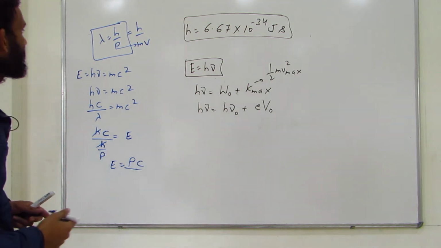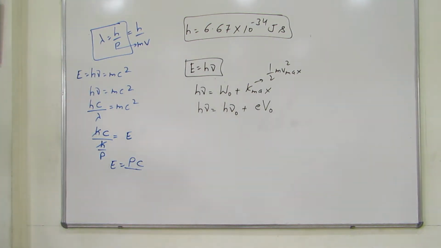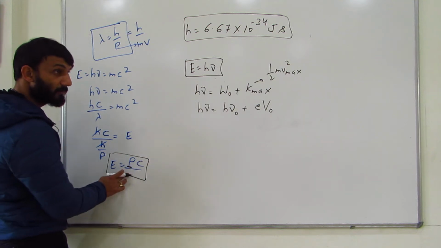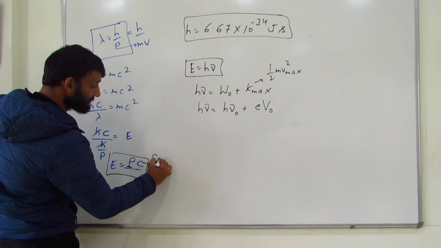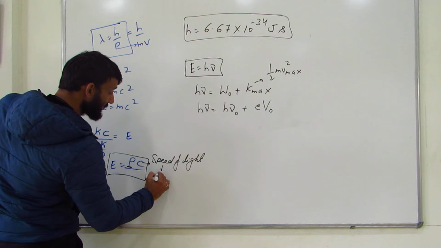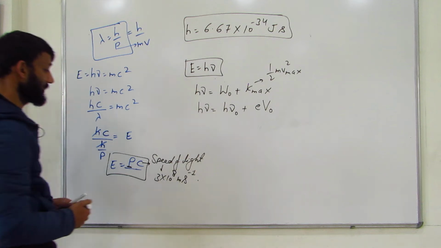Also, two more formulas we studied from here, and I will write the formulas directly without going into the derivation part. As and when we use that formula, I will come to that. This is a formula which we haven't done, but this energy is also equal to p into c, where p is momentum, and c is the speed of light in air or vacuum, and its value is a constant, which is 3 into 10 to the power 8 meter per second.